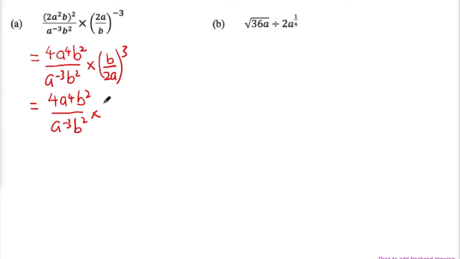Applying the power to the terms in the brackets, we have b to the power of 3 over 2 to the power of 3 is 8, a cubed. Then we multiply the numerator to give us 4a to the power of 4, b to the power of 5. Multiply the denominator to give us 8. 8 to the power minus 3 times a to the power of 3 will give us a to the power of 0.